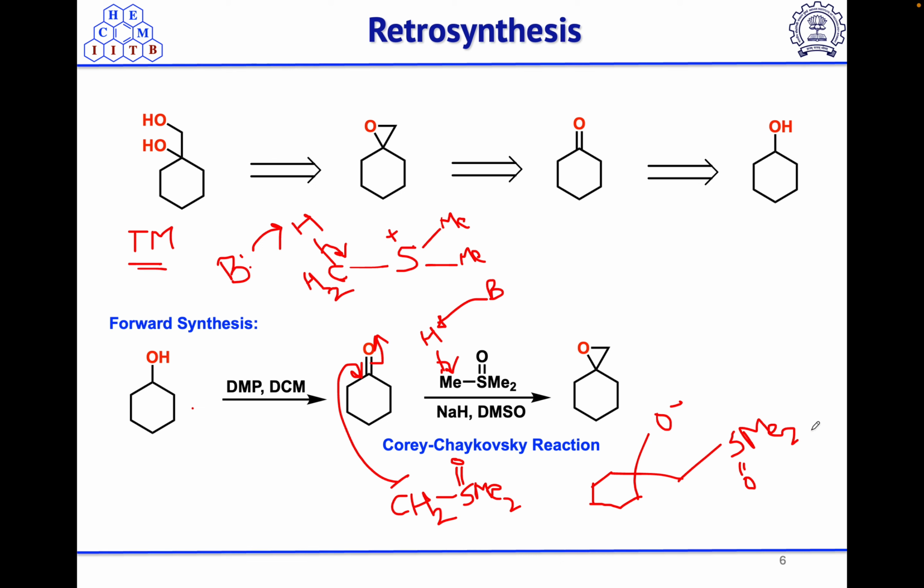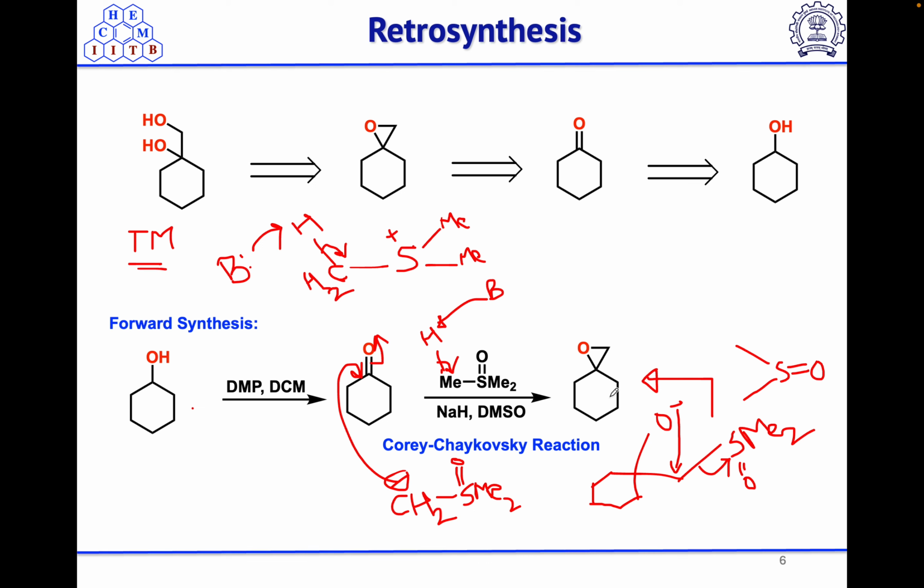So what will happen in the next step? After addition of this carbon you get this intermediate, right? Now this O minus will add to this carbon and this C-S bond will break, and you will get this epoxide. What will be the side product? The side product will be Me2SO, dimethyl sulfoxide, DMSO. So you will get this epoxide.